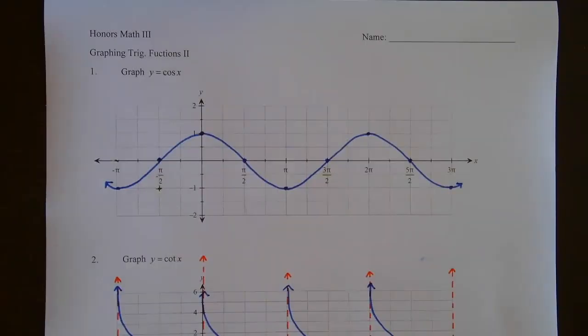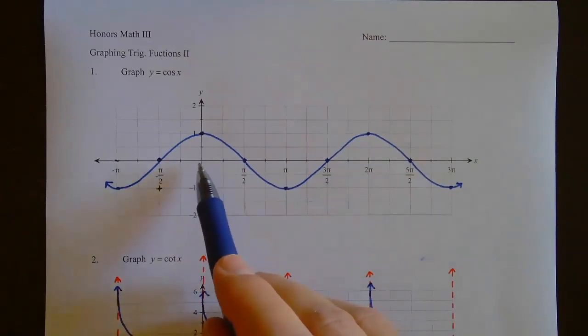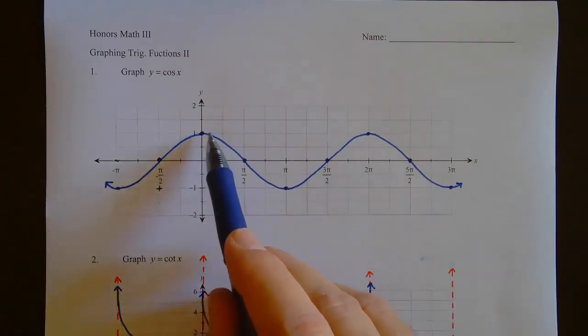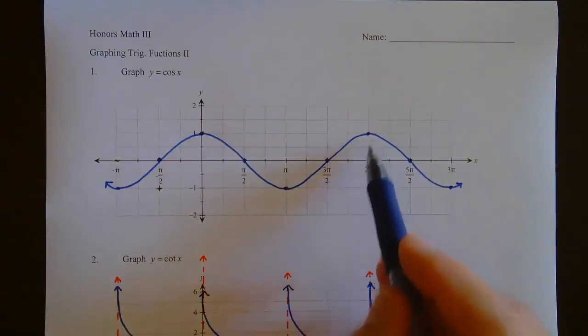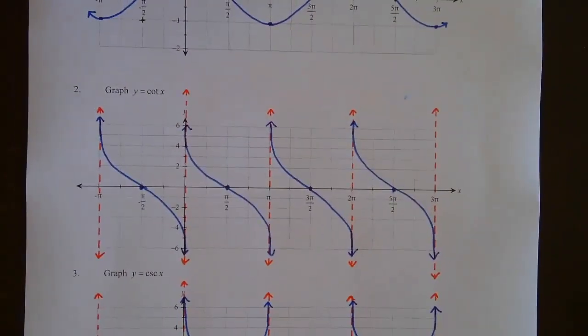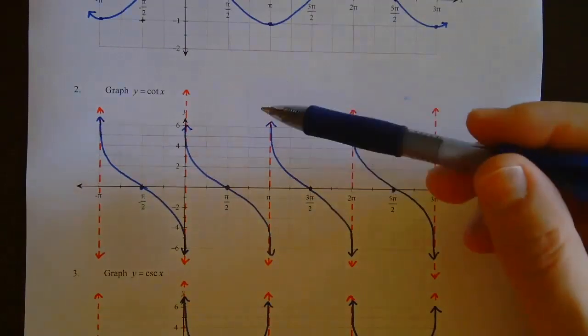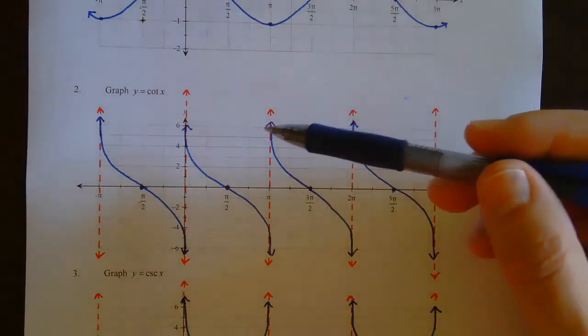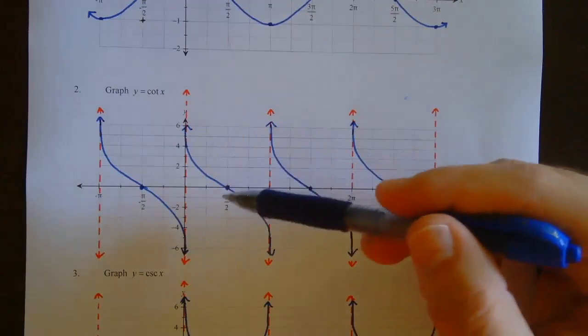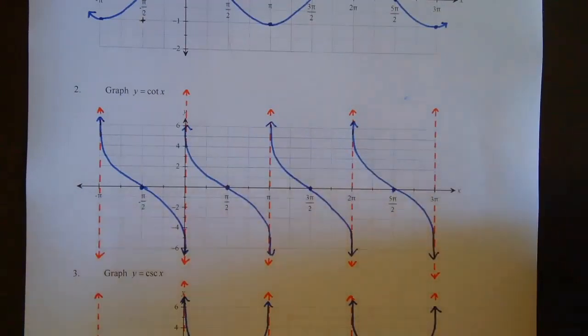All right, so you should have the graph of y equals cosine x now. One big feature is that at x equals 0, it starts at 1, and then it comes down and back up, and it repeats every 2 pi. And then cotangent x has vertical asymptotes at every pi angle, so 0, pi, 2 pi, 3 pi, okay?